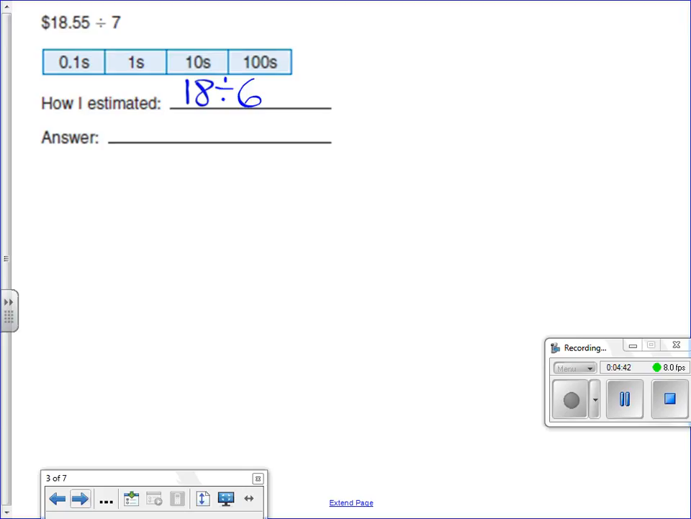It's not a huge change. 18 divided by 6 equals 3. Now remember, kids, your estimated answer, you just want to get as close as possible. This would be in the ones place. Now I'm going to do my division here of $18.55. I'm going to divide it by 7. Hopefully I get very close to the number 3. If I do not, if I get close to the number 300, I know I made a mistake. So I'm going to write this problem off to the side.